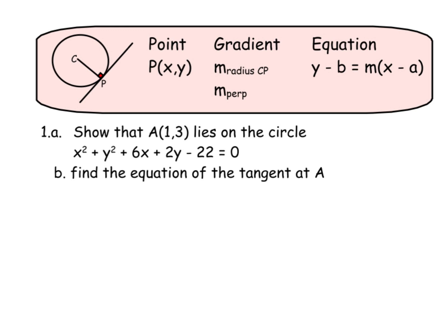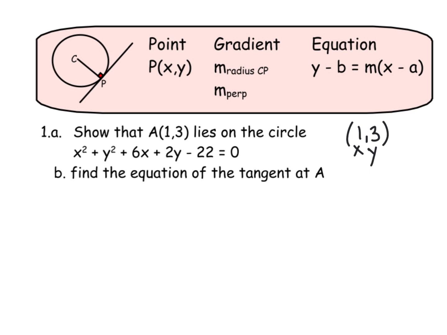We have to show that the point (1, 3) lies on the circle. Sorry, I keep saying lies on the line. So we'll do that first of all. Whenever you've got a coordinate in maths, you have a value of x and y. So we're going to plug these numbers in. If it lies on the circle, then we should come out with 0 in our answer.